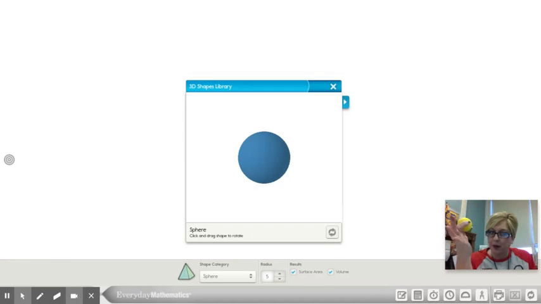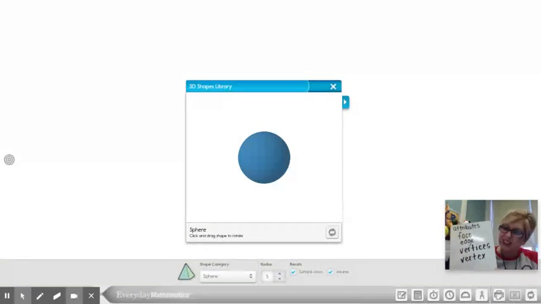So a sphere's attributes. Let's think about this for a minute. Okay, well, I'm going to hold up my vocabulary board again. What attributes does a sphere have? Does it have any faces? What do you think? The answer is no, because it doesn't have any flat surfaces. It's all round, all the way around.